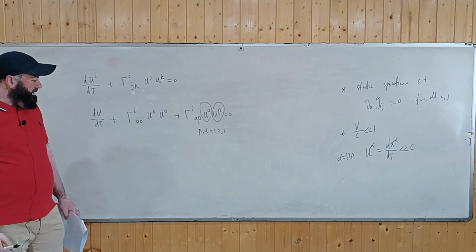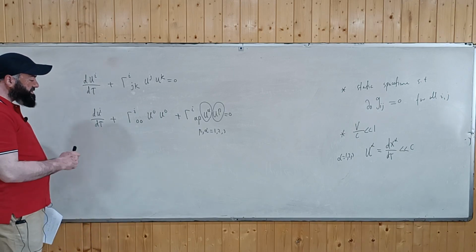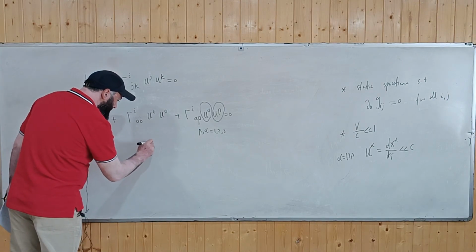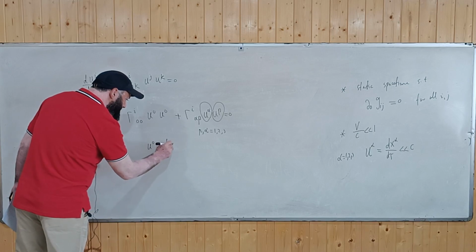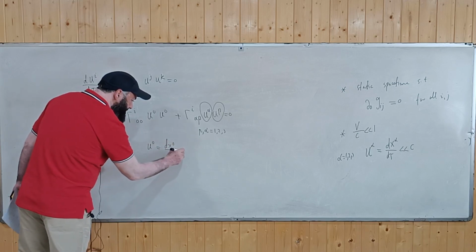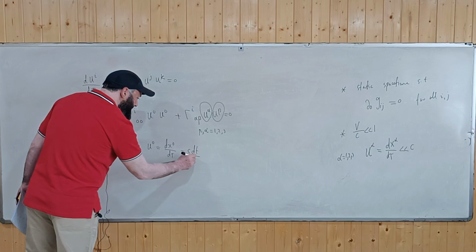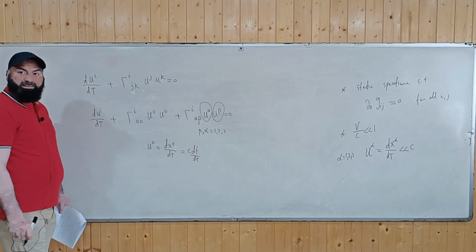Okay? Got it? Okay, so now what is u^0? So u^0 is actually dx^0/dτ. Clear? So how much is that? c dt/dτ. Okay?